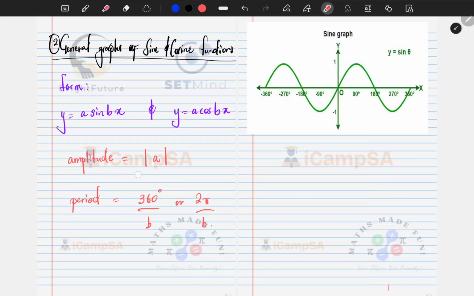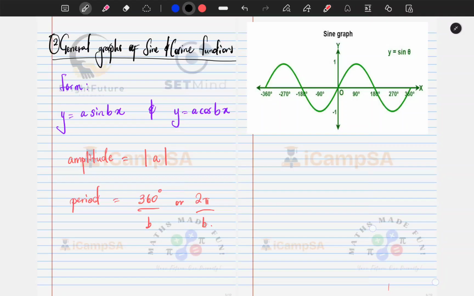The amplitude is represented by the absolute value, so it's going to be positive. Your absolute value will give you a positive value. And then you have what we call a period. Period is equal to, because remember these graphs, your trigonometric graphs, the reason why it's 360, your trigonometric graphs come from a combination of circle geometry together with your trigonometry.